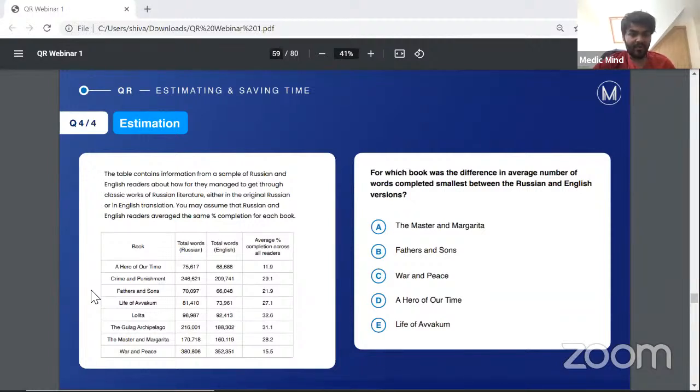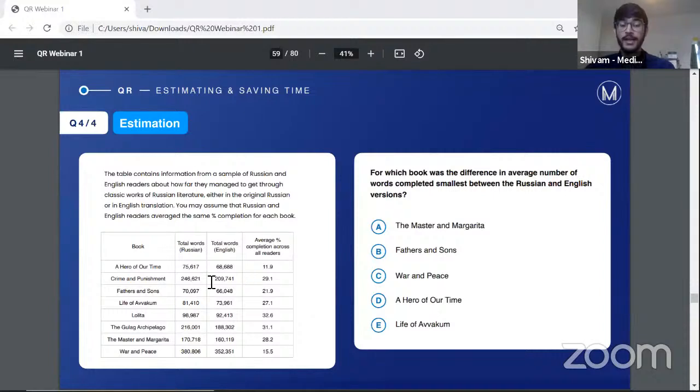For example, A Hero of Our Time here has a small difference of 7,000 relatively. Whereas, for example, War and Peace, if you look at the difference there, that's massive with 28,000. So you can just eliminate C. The less choices you have, the less you have to choose between, and that just makes it quicker for you to choose an option.